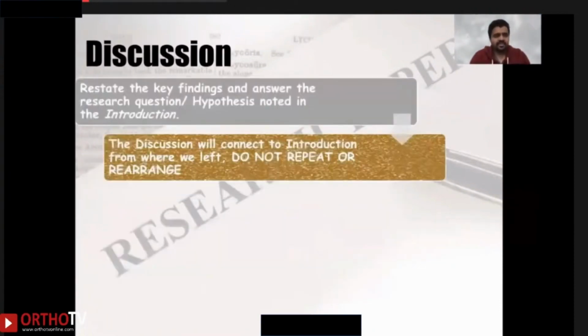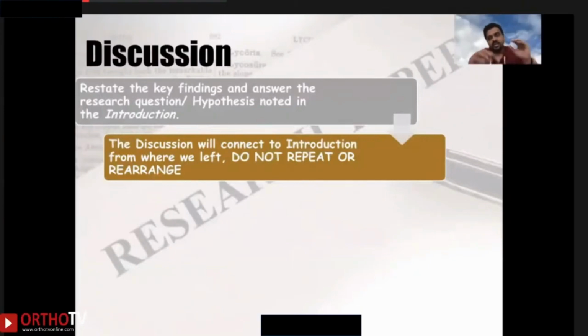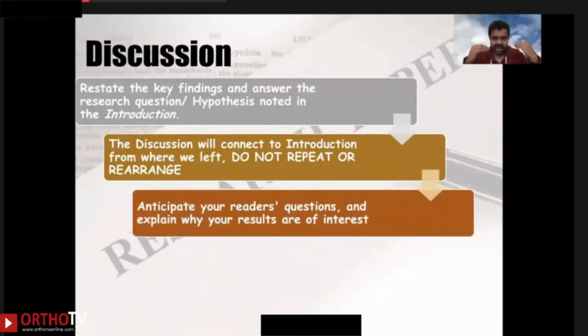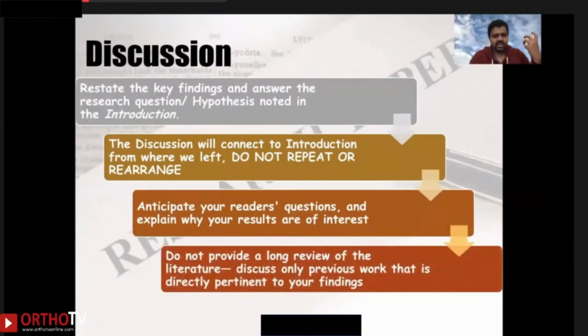So you can break it again, restate the key findings of your paper, of the research question which you would ask. See, one more thing is, introduction is separate. Where you left the introduction, then you start the discussion. Do not just repeat or rearrange. This is one of a common problem we come across. The same introduction part we find in the discussion. They should be different. You should anticipate the reader's question and explain why your results are important.